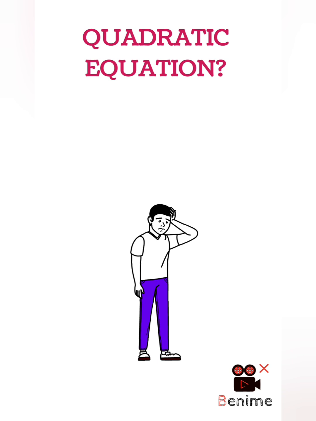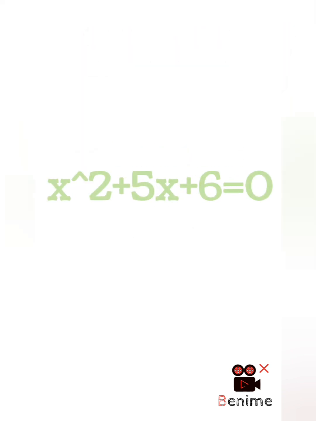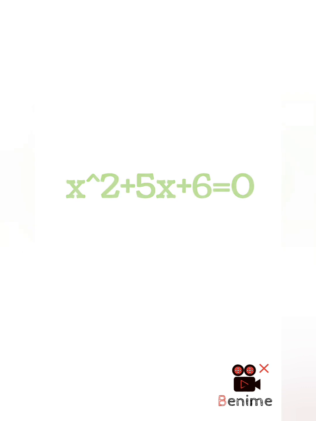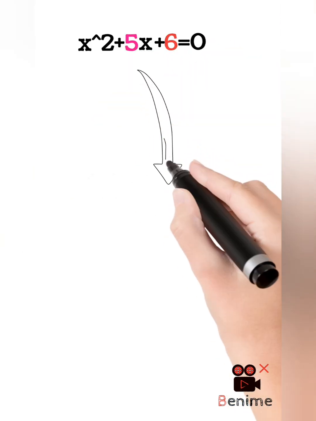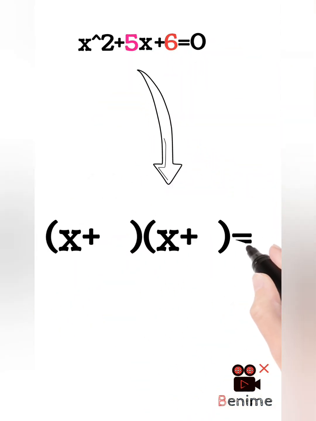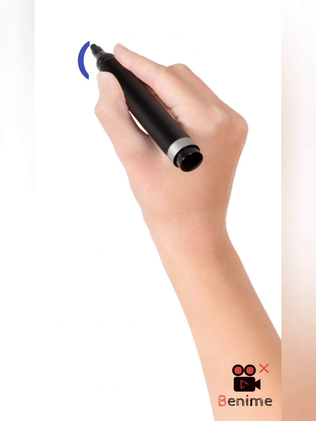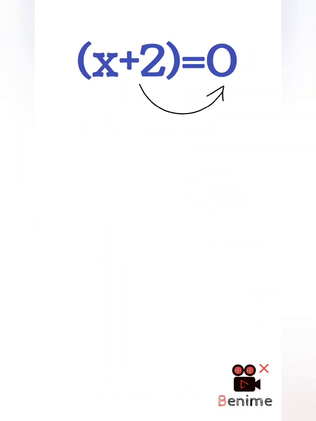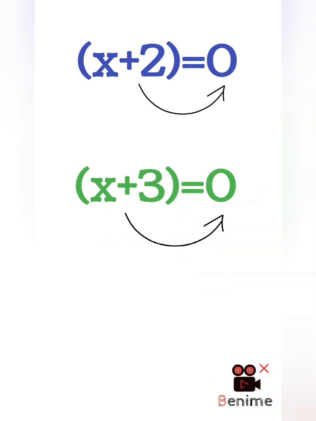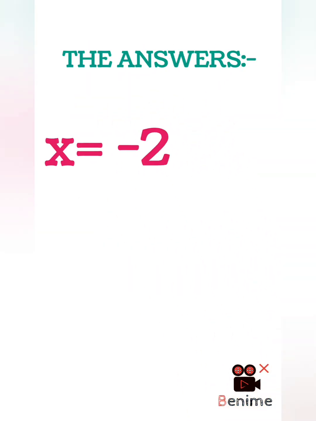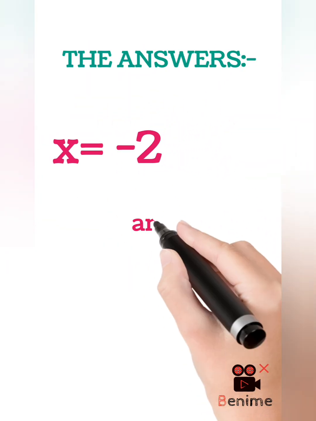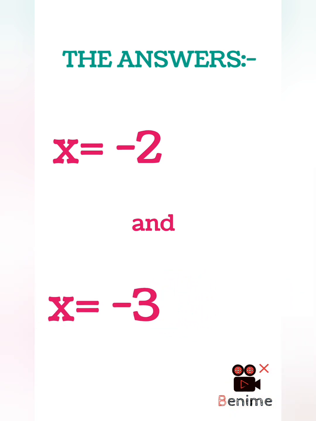Quadratic equation? No problem. Got a quadratic equation like this? We need two numbers that add to 5 and multiply to 6. That's 2 and 3. Set each factor to 0, and you get your answers: x equals minus 2 and x equals minus 3.